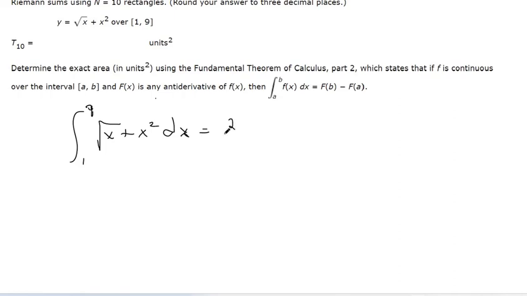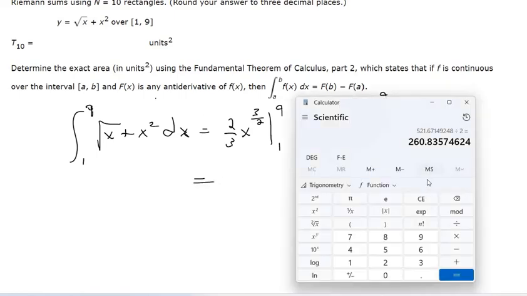And so that's 2/3 x to the 3/2. Because a square root is a 1/2 power, when you take a derivative, the 3/2 comes down and multiplies, then it gets reduced by 1. We need to evaluate that from 1 to 9. And then the antiderivative of this piece is 1/3 x to the third. Again, because if you take a derivative of this thing, it does turn back into x squared. And we evaluate that from 1 to 9.